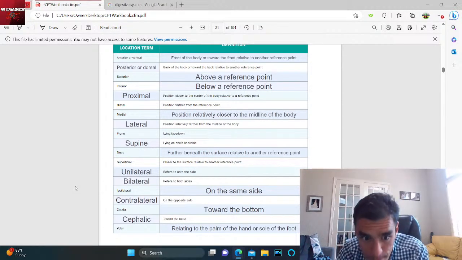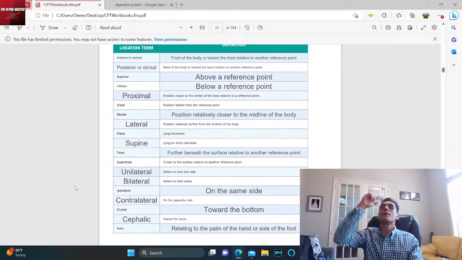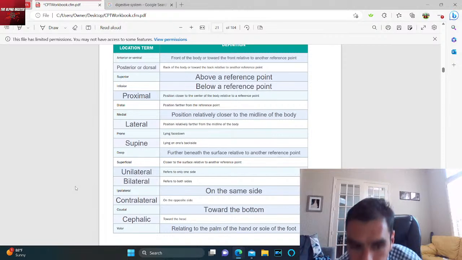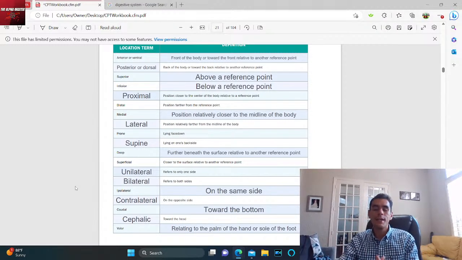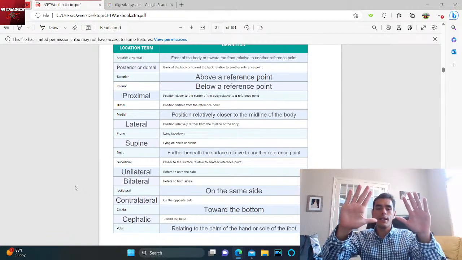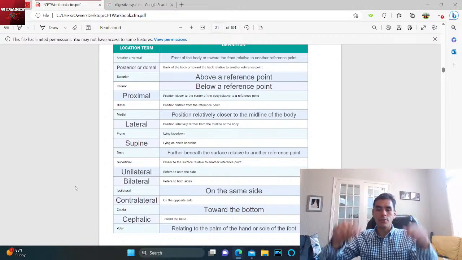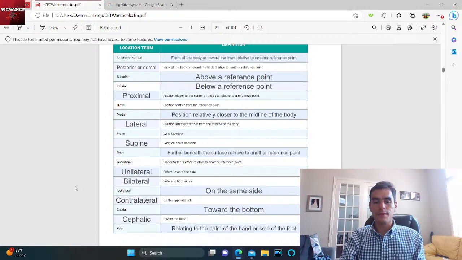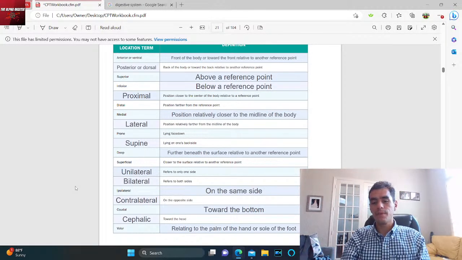Caudal is toward the bottom. Cephalic is toward the head. Remember this. Caudal is in the feet, cephalic is in the head. And finally, volar is related to the palm of the hand or the sole of the foot. If you talk about volar, you're relating to the palm of the hand or the sole of the foot.